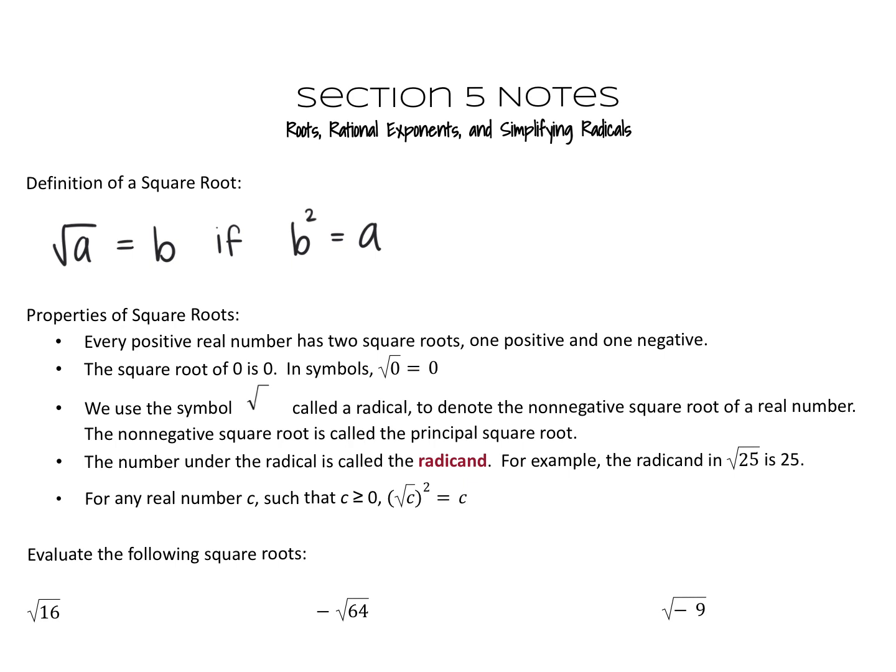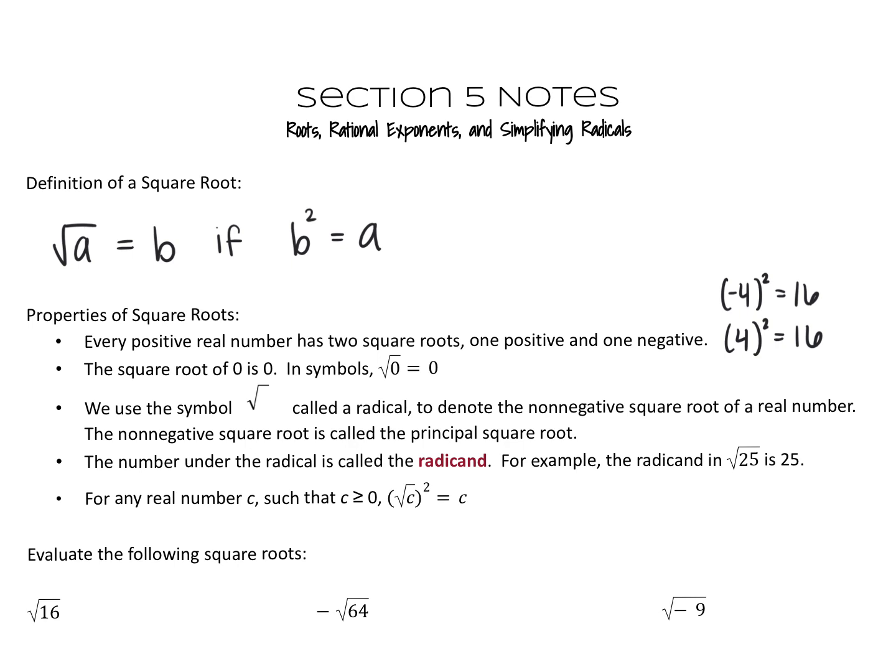So some properties of square roots. Every positive real number technically has two square roots, one positive and one negative. Because if you think about it, if I square -4, I get positive 16. And if I square 4, I also get positive 16. So that's why you can have one positive and one negative. When it comes to square roots, we're going to focus on positives. The square root of 0 is 0.